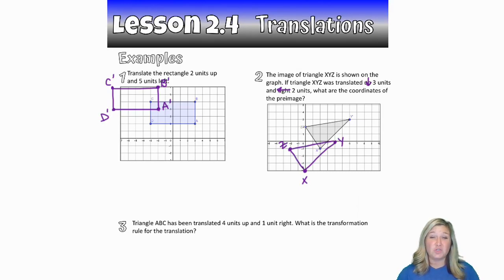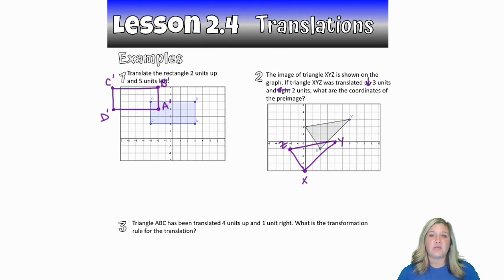So my original pre-image was the purple triangle, and then something happened. It was translated up 3 and right 2 to get to the black triangle with the blue dots. So that's my ending. The purple one was my beginning one. So that's kind of confusing if you don't understand what image and pre-image are.